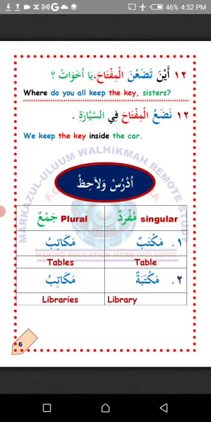Wahid, number one, maktab, table. The plural is makatib, tables. Ithnan, number two, maktabah, library. The plural is makatib also, libraries. La'allaka fahimt. I hope you understand. MashaAllah.